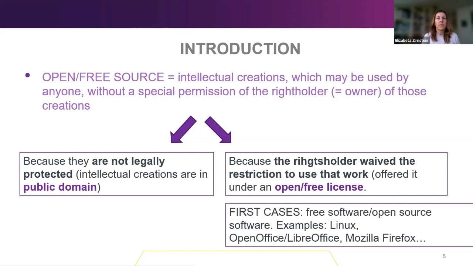So traditional models of knowledge creation and dissemination with intellectual property rights and with the right to exclude are no longer the sole options, especially not in open source projects. Intellectual creations in open source projects may be used by anyone without the special permission of the rights holder of those creations. This is because the rights holder waived the restrictions to use that work. It means that he operates them under an open or free license.